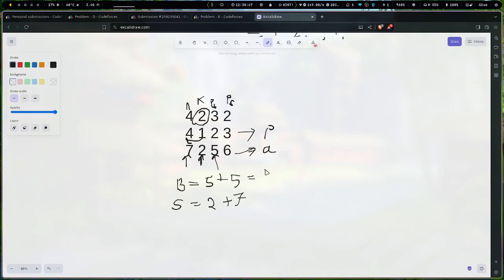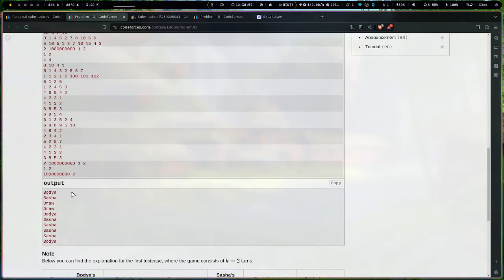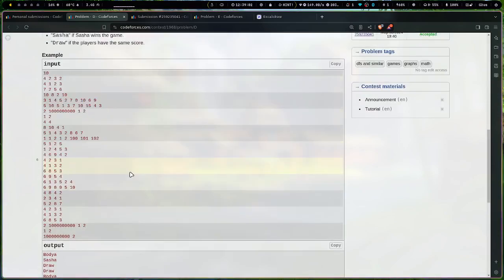Now the game is over. At the end, Bodia has 10 points. Sasha has 9 points. Who will win? Bodia. Bodia wins. In such a way, we have to do this for everything.